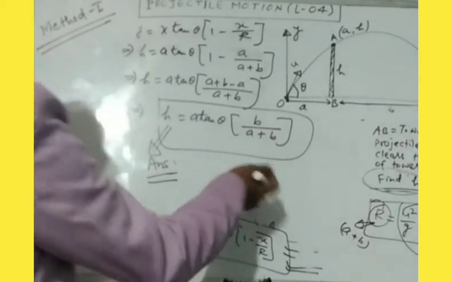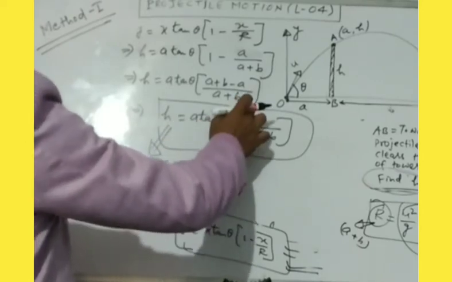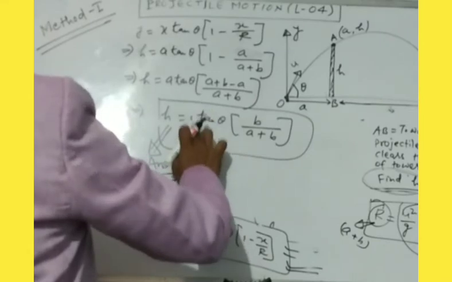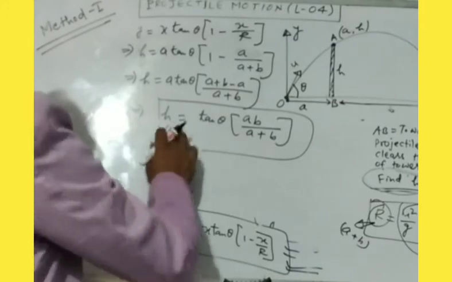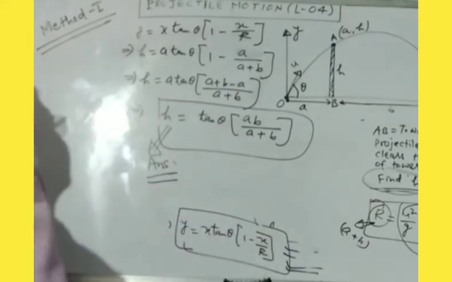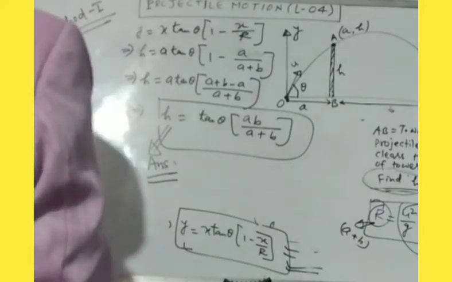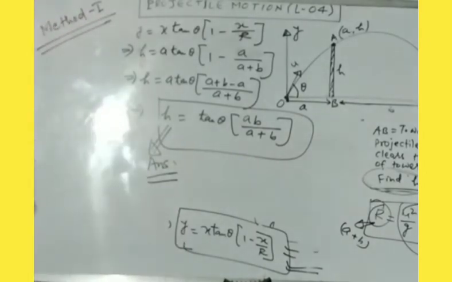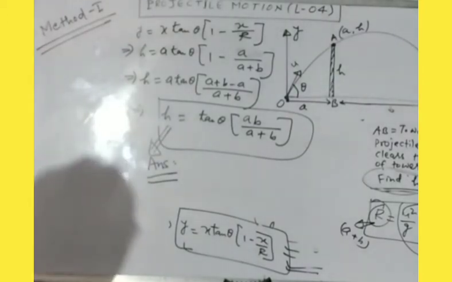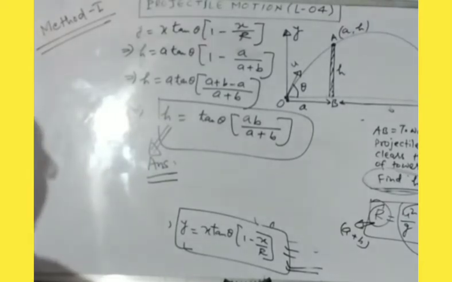You can write h equal to a tan theta into b upon a plus b, or you can write this, just take this a here. So this can also be written as h equal to tan theta multiplied by ab upon a plus b. Okay dear. So this is the final result for h. So this is the final answer. Note it down please.